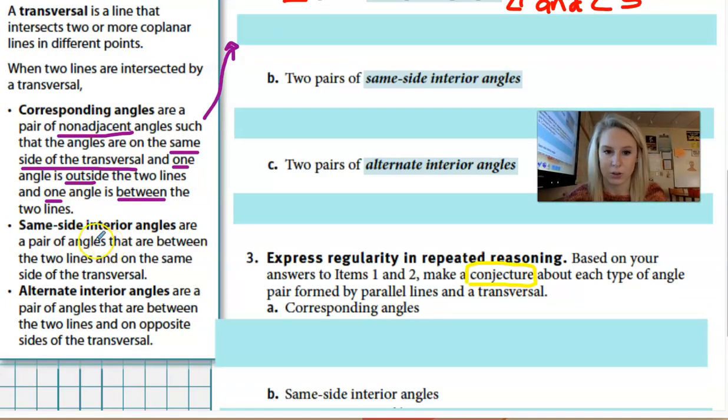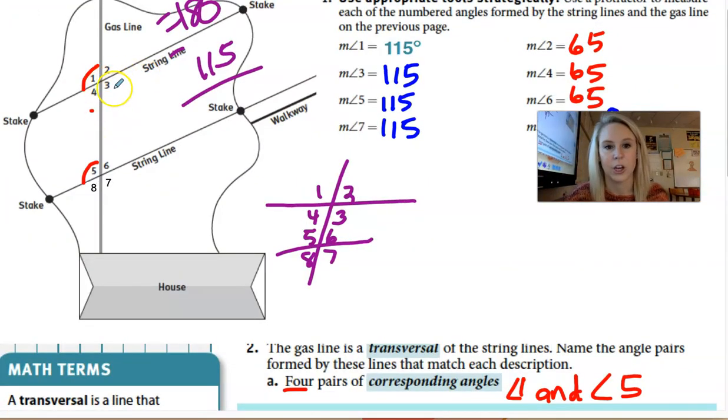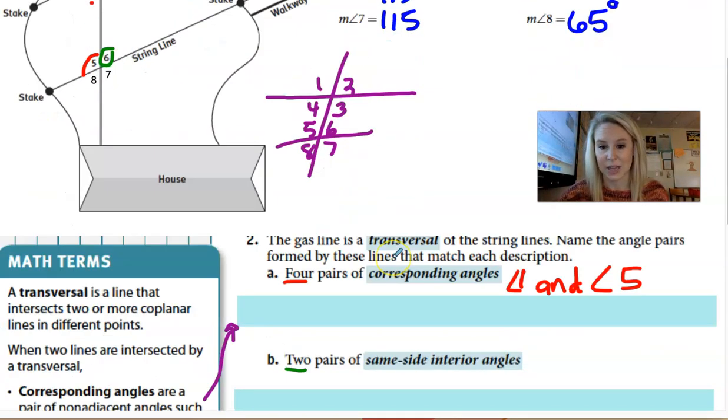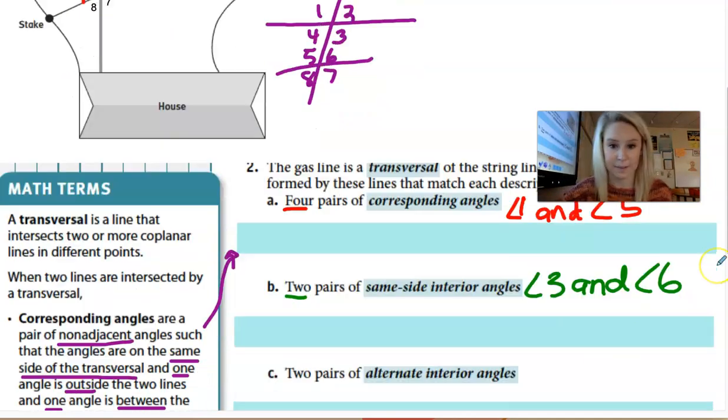Same side interior angles are a pair of angles that are between the 2 lines, so your parallel lines, and they're on the same side. This one gives it away in the vocab definition. Same side interior, they're on the same side, they're on the inside. Okay? This one only has 2 pairs, so let's go back up to our picture. I'm going to look on the right side this time. So 3 is on the right side, 6 is on the right side, they're on the same side, and they're on the inside of the parallel lines. So that's an example of same side interior angles. Angle 3 and angle 6. Okay, there's another pair. You're going to do it in a second.